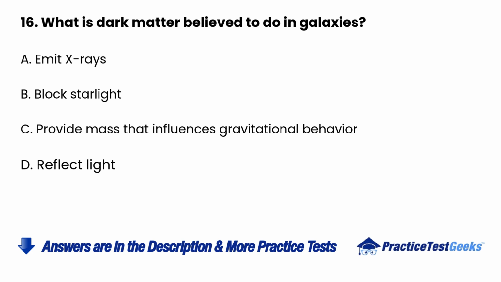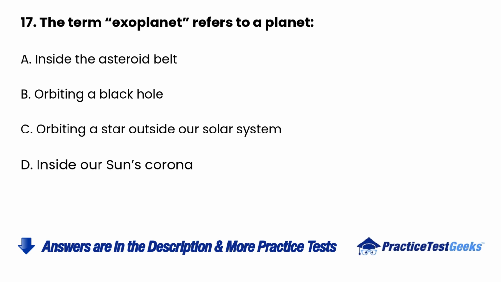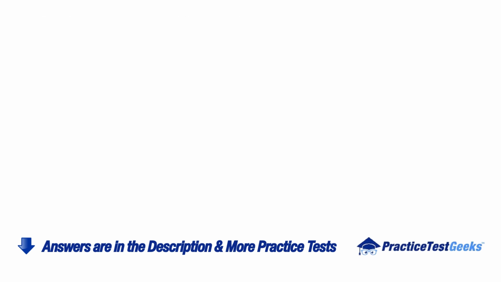What is dark matter believed to do in galaxies? A. Emit X-rays. B. Block starlight. C. Provide mass that influences gravitational behavior. D. Reflect light. 17. The term exoplanet refers to a planet. A. Inside the asteroid belt. B. Orbiting a black hole. C. Orbiting a star outside our solar system. D. Inside our sun's corona.